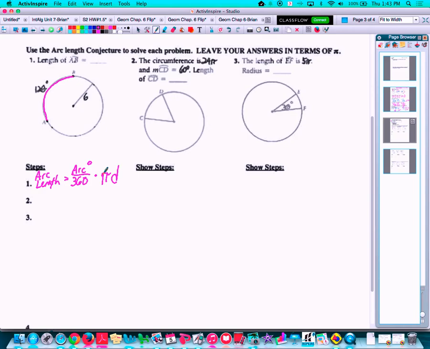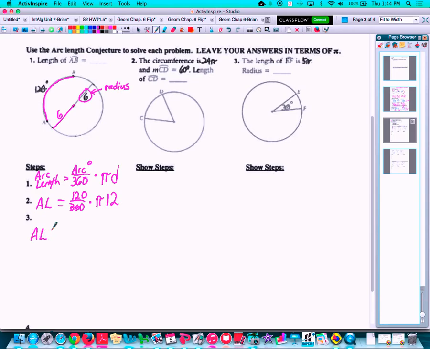Okay, so arc length, which I'll now abbreviate A, I'll plug in our numbers. So we got 120 degrees out of 360 times pi times diameter. The radius is 6, so let's remember then the diameter would be 12. So another 6, so a total of 12 for the entire diameter. So pi times 12.